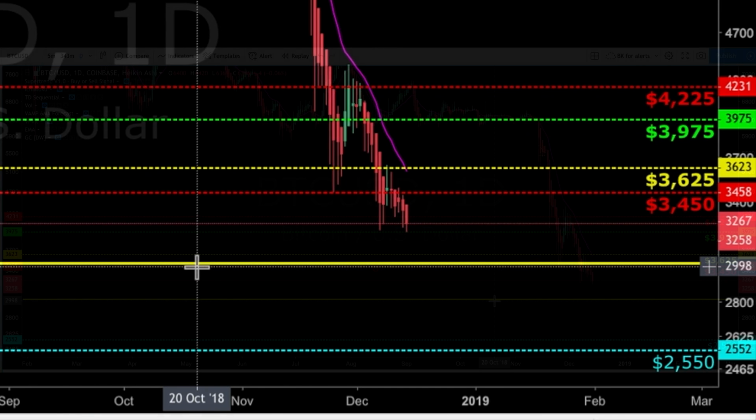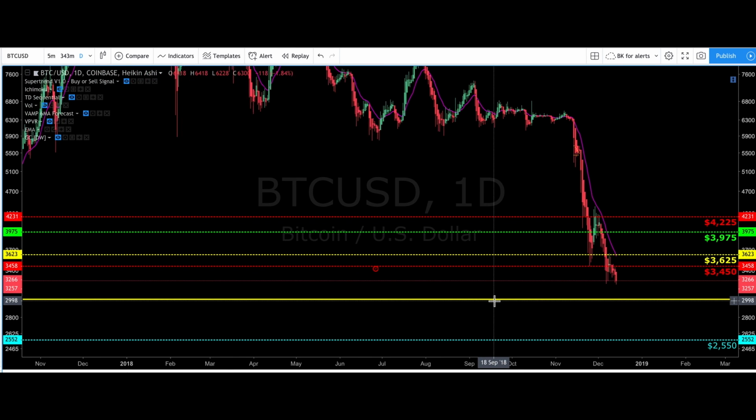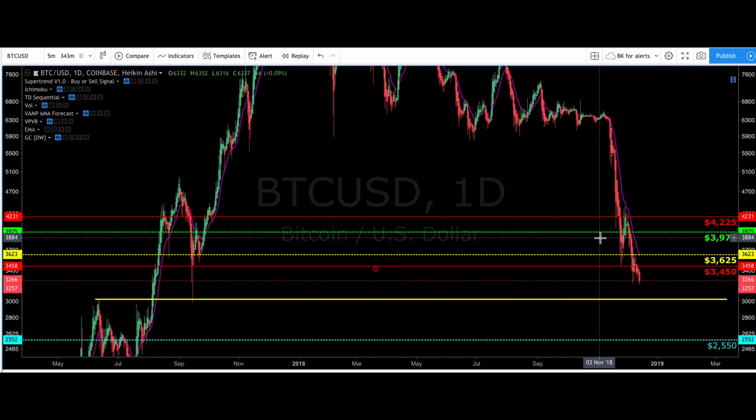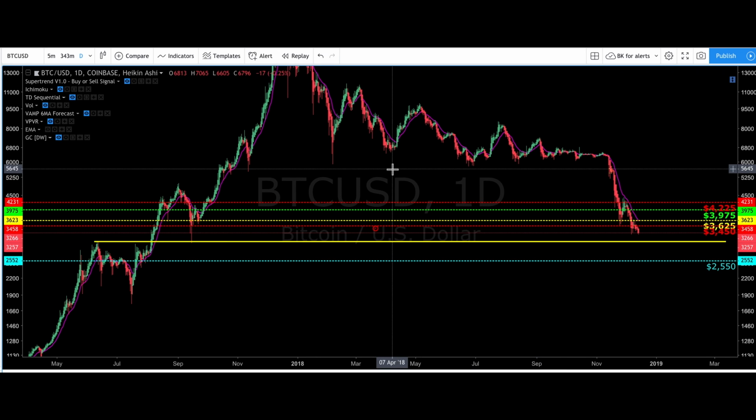So now the probability that we're going to test the $3,000 area to see if we can find support there is a very high probability. We can see that from the measured move on the 4-hour chart, that micro chart. We can see it in prior support and resistance on the chart, and we can look at the overall trend, which is obviously down. So the reality of hitting $3,000 is highly probable.